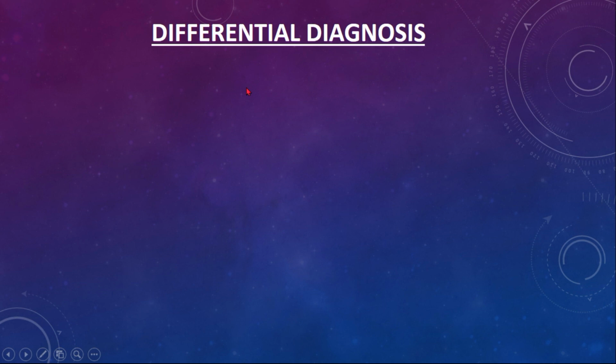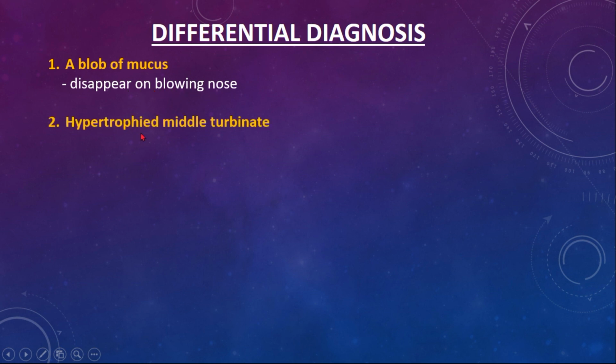What are the differential diagnoses? A blob of mucus may be present, which can be mistaken for an antrochoanal polyp. The blob of mucus disappears on blowing the nose. Second one is the hypertrophied middle turbinate. Middle turbinate is bony, so if we probe the middle turbinate, it should feel hard, and it should have a pink appearance due to blood flow.